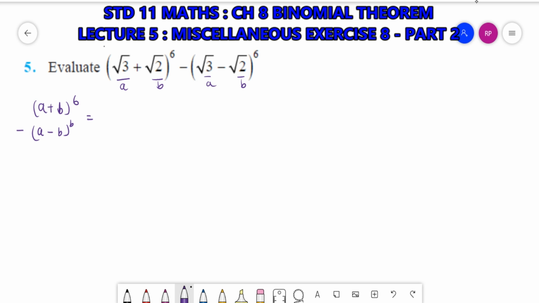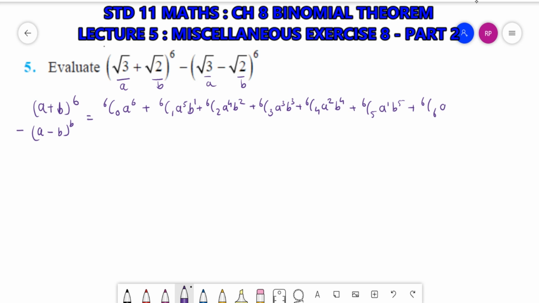This will be equal to, we will start with nC0, so this will be equal to 6C0, a raised to 6, b raised to 0, plus 6C1, a raised to 5, b raised to 1, plus 6C2, a raised to 4, b square, plus 6C3, a cube, b cube, plus 6C4, a square, b raised to 4, plus 6C5, a raised to 1, b raised to 5, plus 6C6, a raised to 0, that means no need to write it down, b raised to 6.